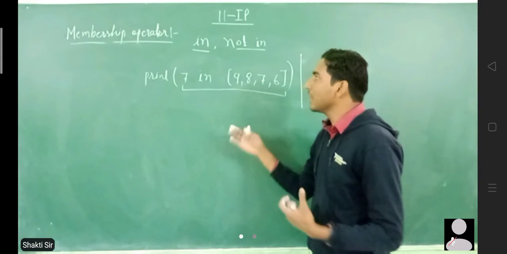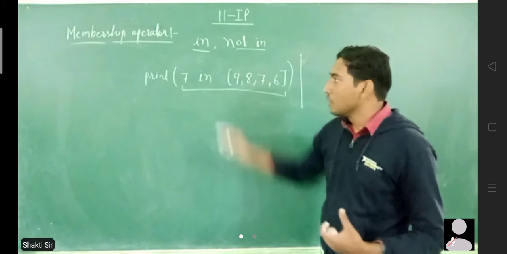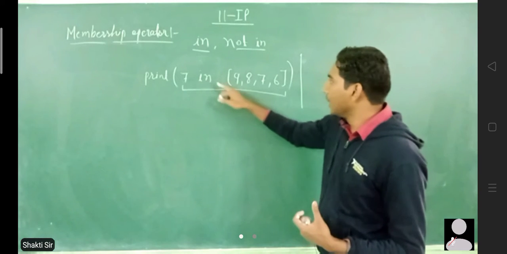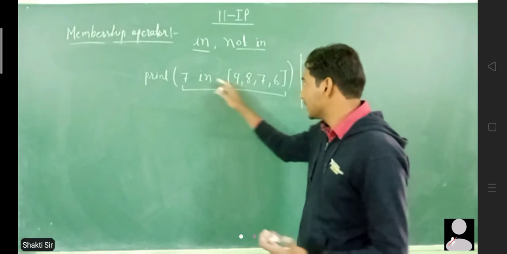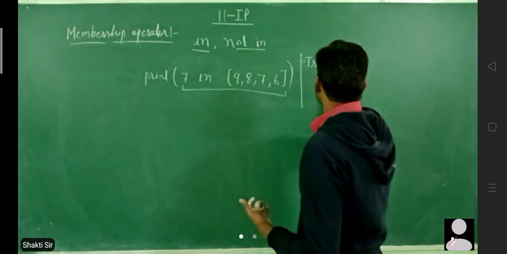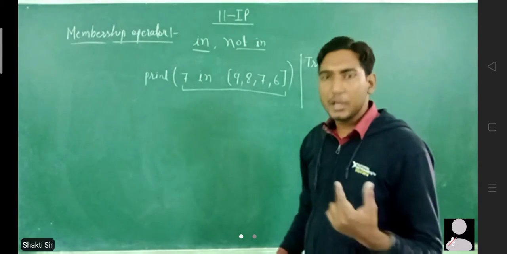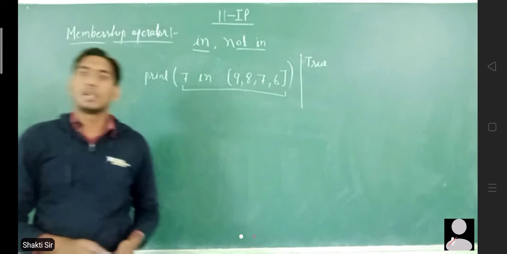So basically we are checking here, क्या जो 7 है वो 9876 में है, whether the 7 is in 9876. Yes, 7 is in 9876, so the output will be true here. So our statement is basically true. So the output of a membership operator is either true or false.